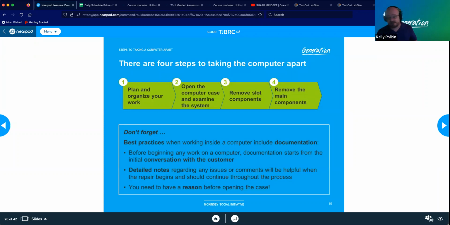Two, we need to document everything as well. We need to document the state of the exterior of the computer. If it looks like it's been sent down a flight of stairs, we want to make note of that before we open it up.